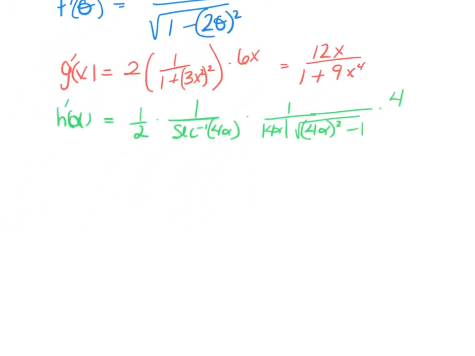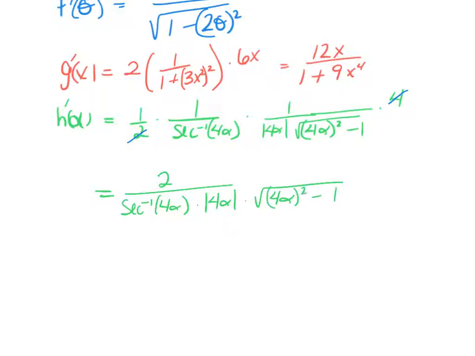My final answer in all of its glory, this 2 and that 4 will cancel themselves out, leaving me 2 over the secant inverse of 4 alpha multiplied by the absolute value of 4 alpha multiplied by the square root of 4 alpha, the quantity squared, minus 1. And there it is in all of its glory. How was that? Good morning.